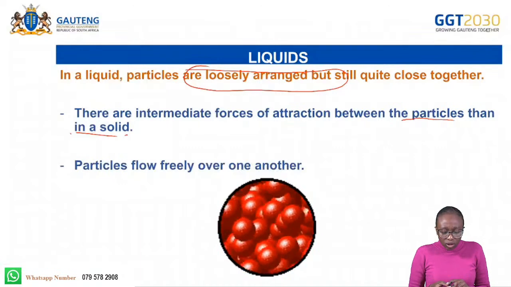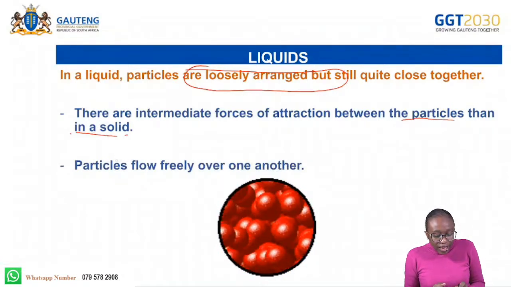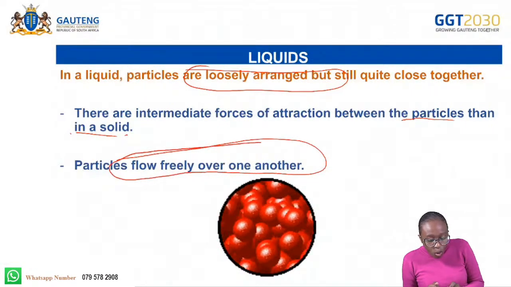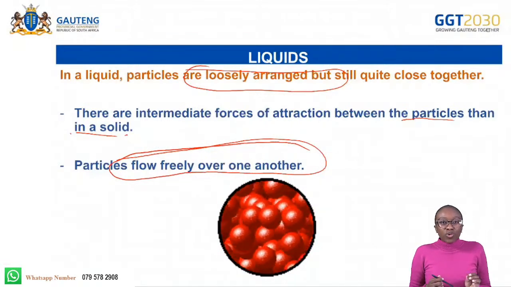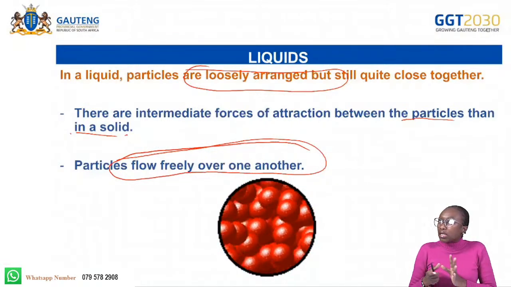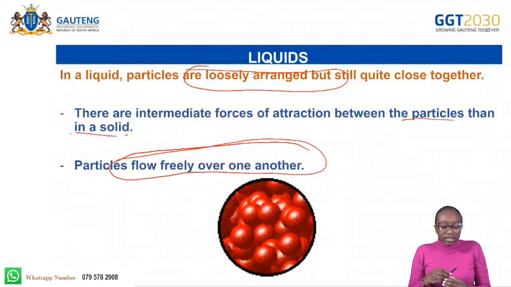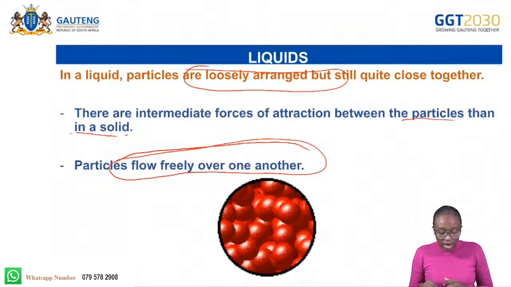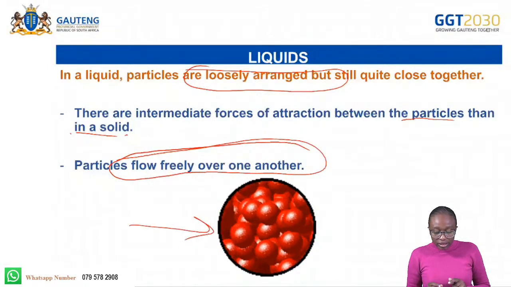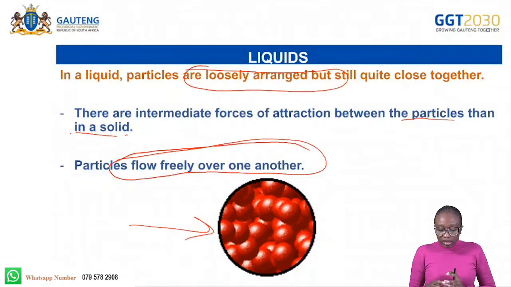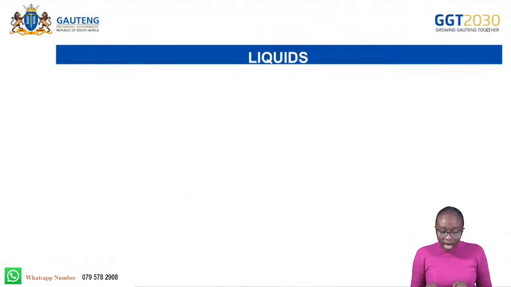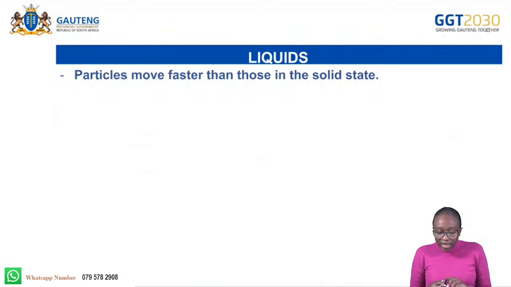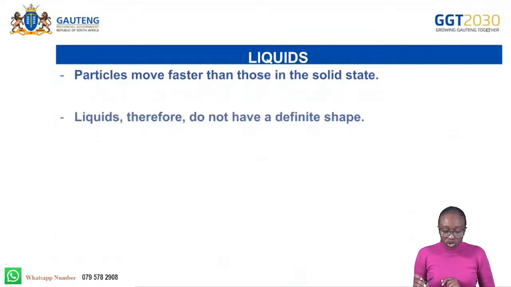Now, particles in a liquid do move. They flow freely over one another. That's why you can pour a liquid. You can pour water from a glass to a different container because the particles can flow freely over one another. If we look at this little illustration there, see those particles, they are moving freely over one another. Next, particles in a liquid move at a faster rate in comparison to those of a solid.